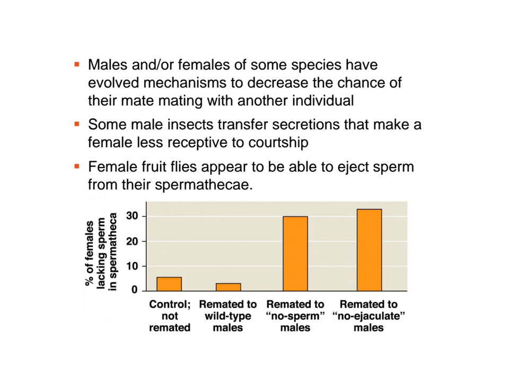Males and females of many species have evolved mechanisms to decrease the chance of their mating with other individuals. For example, a male insect may transfer secretions that make the female less receptive to courtship. Female fruit flies have the ability to eject sperm from their spermathecae.